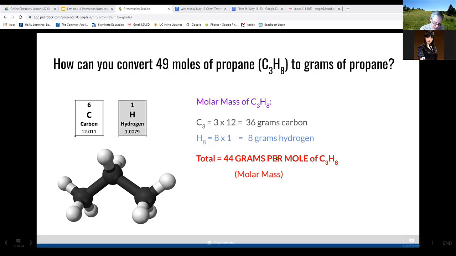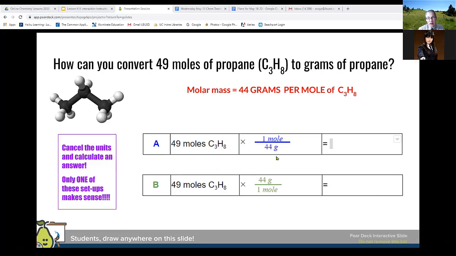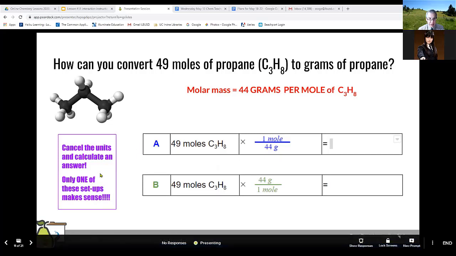All right, going to the next slide. You get to choose. Well, this is a draw one. So you are supposed to choose A or B. It's not both of them. Only one of the 2 setups makes sense. So pick which one you like and try to cancel the units. Something's got to cancel. If you're doing dimensional analysis, something's got to cancel. And then try to calculate an answer. So I'm asking you to draw that.